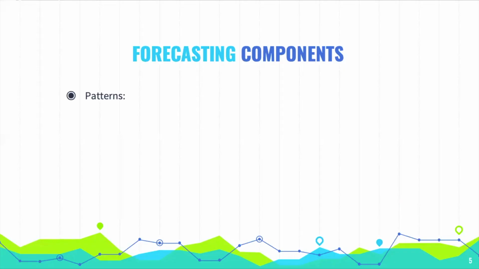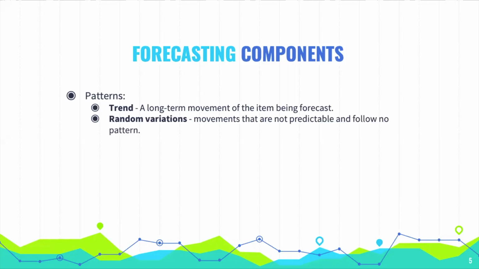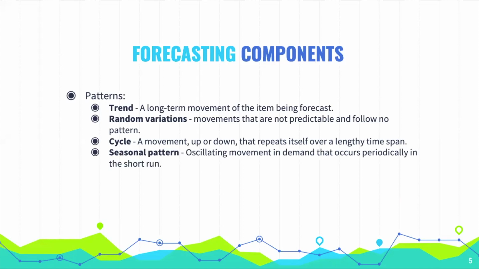As to patterns, there are forecasts that are considered as a trend. This is a long-term movement of the item being forecast. There are also what we call random variations. These are movements that are not predictable and they follow no pattern. There are also what we call cycles, or an up and down movement that repeats itself over a lengthy time span. And we have finally the seasonal pattern. It is an oscillating movement in demand that occurs periodically in the short run.